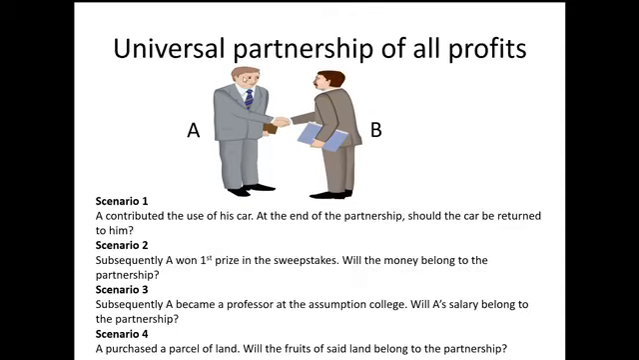Okay, how about universal partnership of all profits naman? Halimbawa si AB, nag-form ng universal partnership of all profits. Scenario number 1, he contributed the use of his car. At the end of the partnership, should the car be returned to him? Okay, the answer of course is yes because the ownership of the car still belong to A. Kasi ang transfer lang niya sa partnership is only the use.